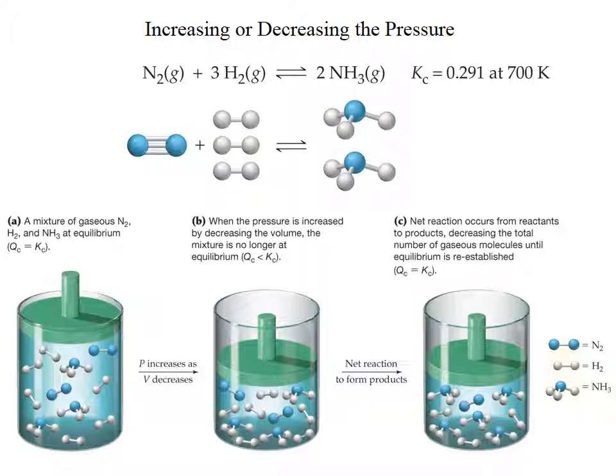Now here we have another equilibrium. This is a picture from your book where you have 1 mole of N2 and 3 moles of hydrogen on the left. That's 4 moles of gas altogether, and 2 moles of ammonia, which is 2 moles of gas on the right. Now you can see here in the bottom when you go from A to B, we increase the pressure by decreasing the volume, and so that's going to cause it to want to shift to the right because there are 2 moles of gas on the right and 4 moles of gas on the left. And so the net reaction shifts to the right and forms more NH3, right?